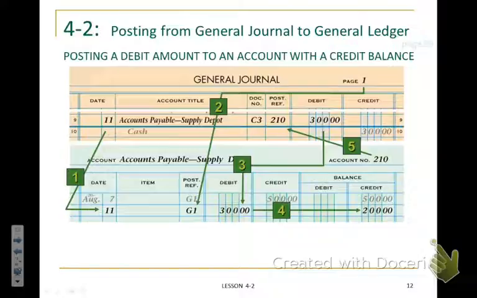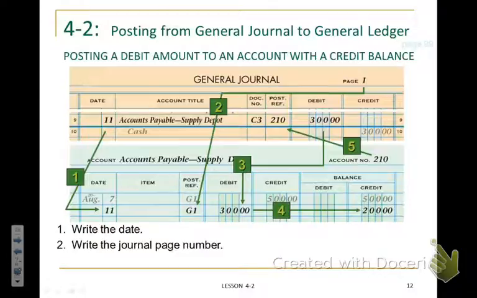It's from General Journal, page 1. We're bringing the dollar amount of the debit down here into the debit column. Now, we all know that the normal balance on an accounts payable is the credit side. So if we have a debit, what can you expect is going to be happening to the credit normal side balance of that account? It's going to decrease.